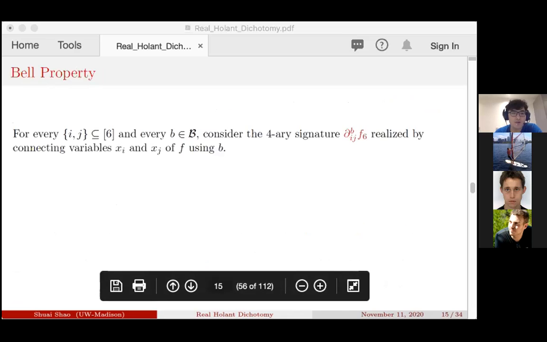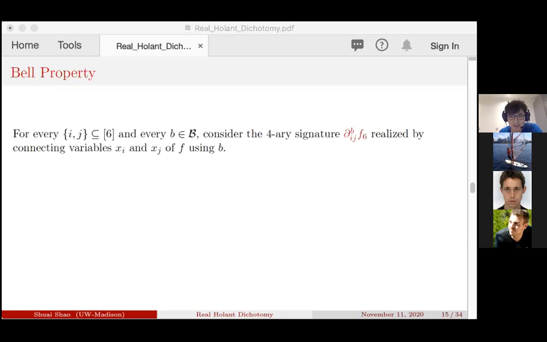Now, after we get all these four binary signatures, we can also use them to do gadget construction. In particular, we can use them to connect two variables of the original signature f sub 6. So now we consider all arity 4 signatures realizable from this special signature f sub 6 by merging its two variables using any of these four binary signatures. This means that we merge the variables xi and xj of f sub 6 using the binary signature b. So b can be any one of these four binary signatures.